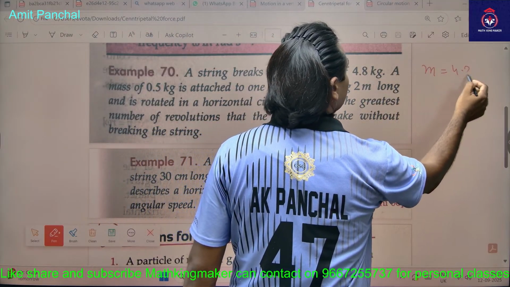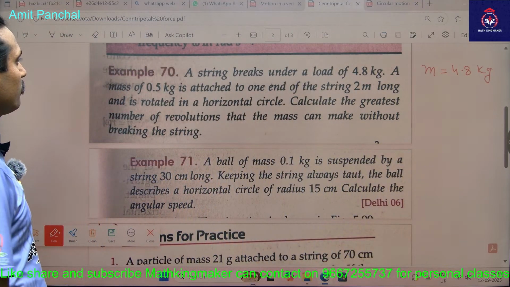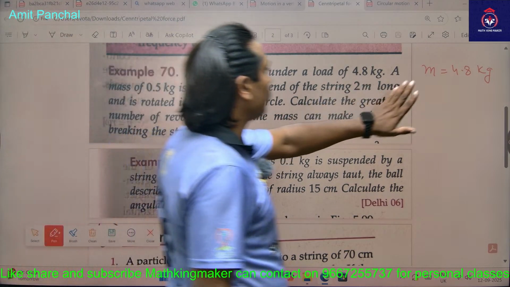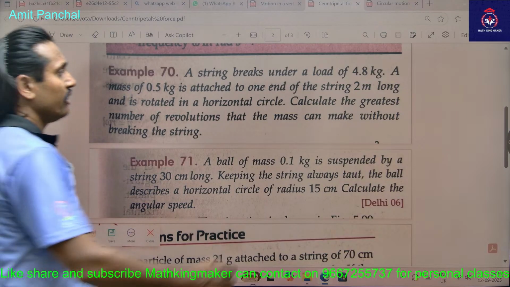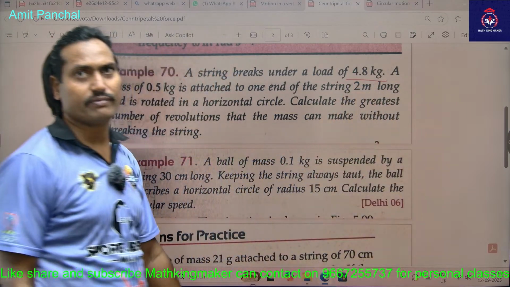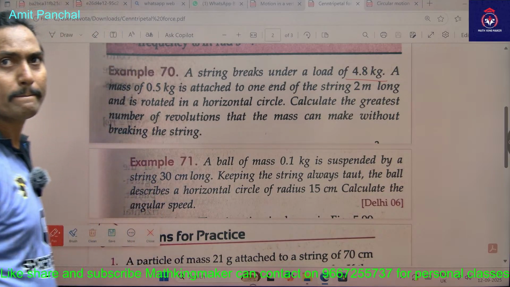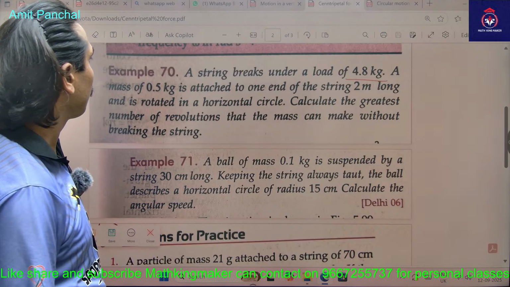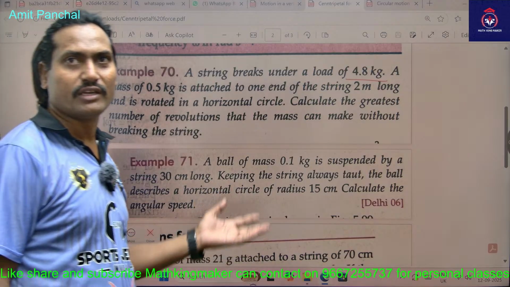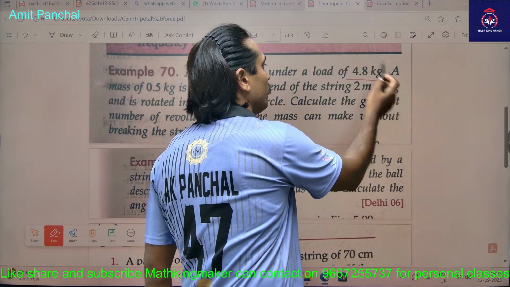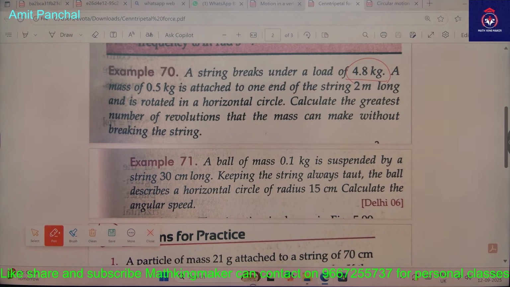Mass is 4.8 kg. It can break means it can sustain maximum tension as 4.8 kgf. But how do you know that its maximum tension will be 48 Newton or 4.8 kgf? It's just that it's the maximum load it can take. So the maximum load means it can have maximum tension as 4.8 kgf.